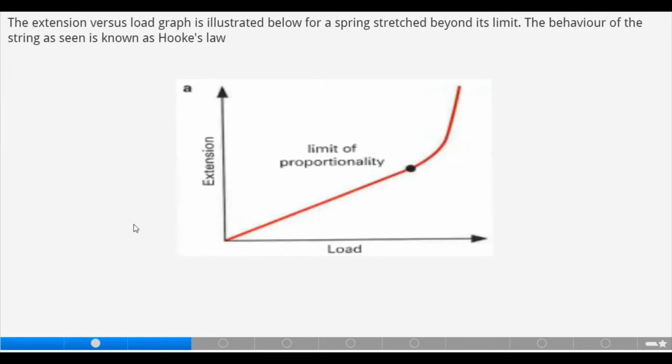Now, the extension versus load graph is illustrated below. For a spring that is not stretched beyond its limits, the behavior of the spring is known as Hooke's law. When we are dealing with extension in relationship with a load, Hooke's law covers the region from the 0 point towards the black dot. Any region beyond the black dot indicates that the spring being used for demonstration has been deformed.